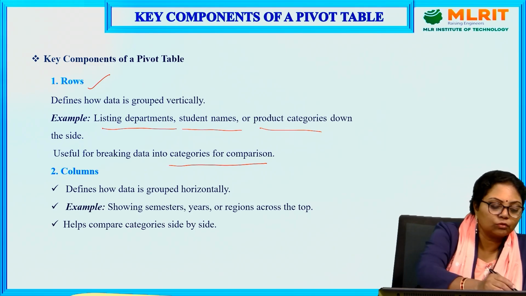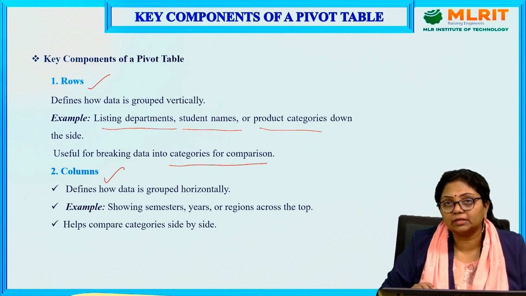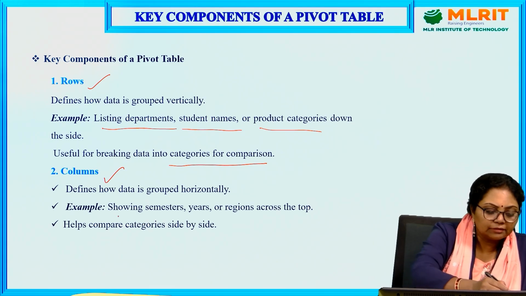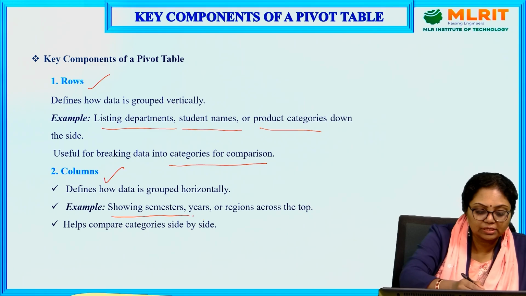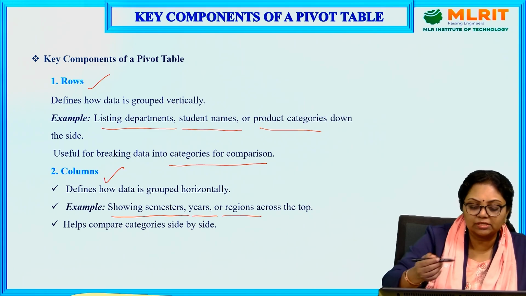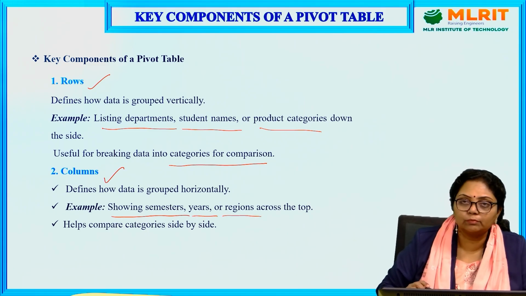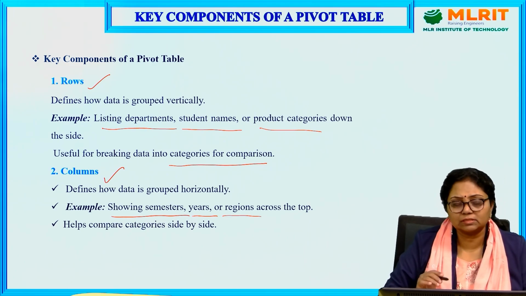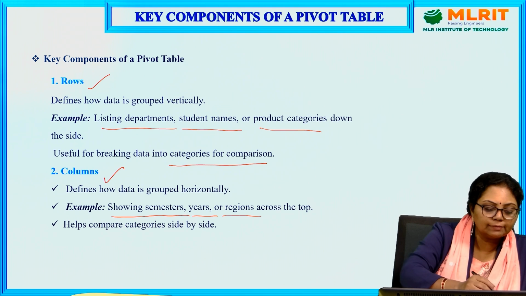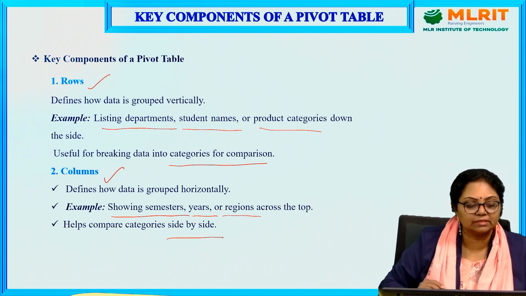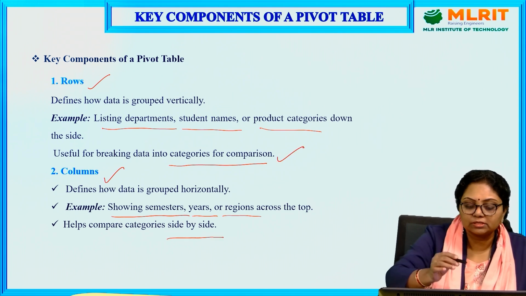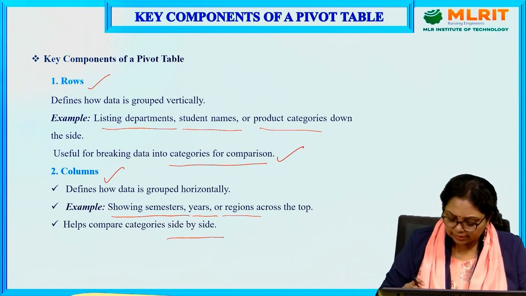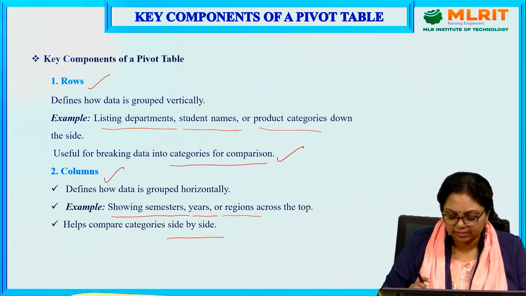Now, the columns define how the data is grouped horizontally, for example to show the semesters, the year-wise results, or the regions across the top. So we would be using the columns. This component helps to compare categories side by side.